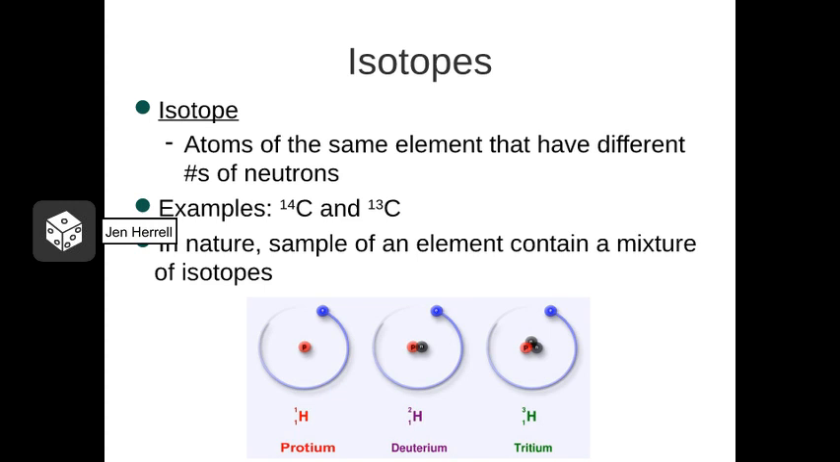Different isotopes of an element have different numbers of neutrons. Here we have some isotopes of hydrogen. Here's the most common form of hydrogen with its one little proton, its one electron, and no neutrons. Here's an isotope where hydrogen has a single neutron, and here's one where it actually has two. So these different forms of hydrogen can be found in nature, and we call them isotopes of one another.